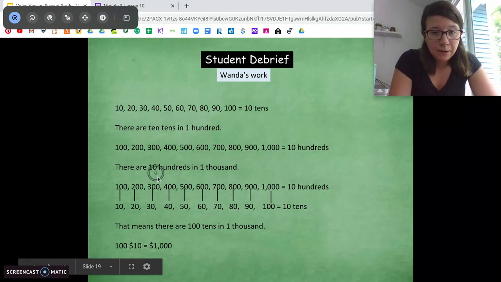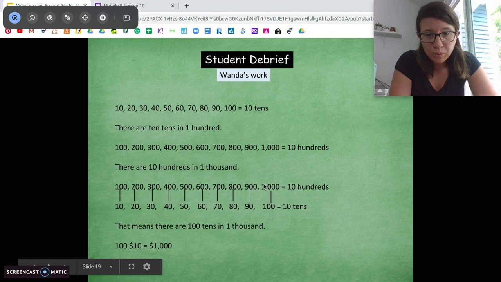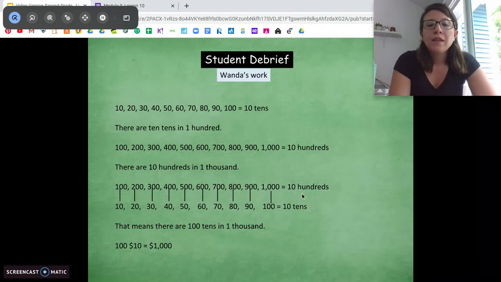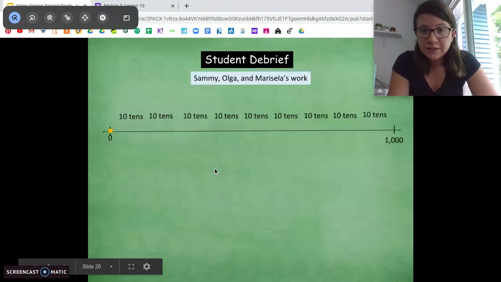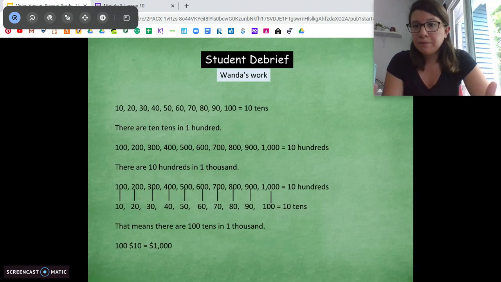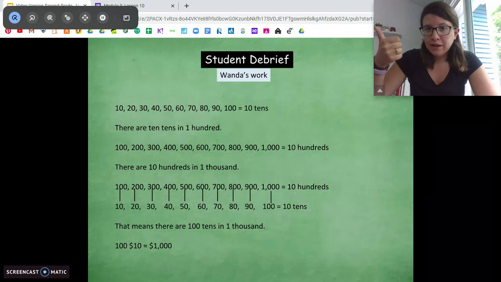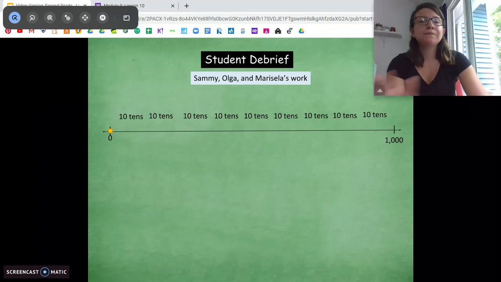We can line these up, boop, boop, boop, boop, boop, boop, boop, and know that 100 $10 bills equals $1,000. Again, a totally different strategy. Thumbs up if you solved it that way. Good. All right, I'm going to show you one more.